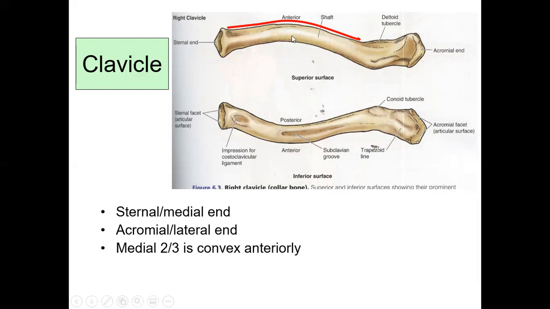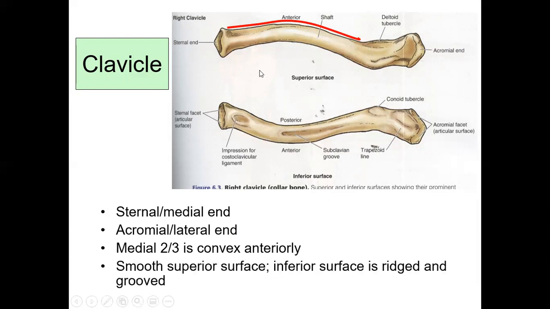This is the superior surface, the part that you see from superiorly, and this is the inferior surface. On the superior surface, it has a smooth surface, but the inferior surface has ridges and also a groove. If you see here, there is the subclavian groove. We also have the impression for the costoclavicular ligament here, and then we have the conoid tubercle and the trapezoid line. So the inferior surface is rough compared to the smooth superior surface.